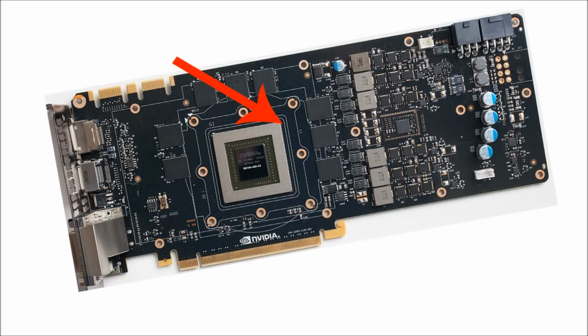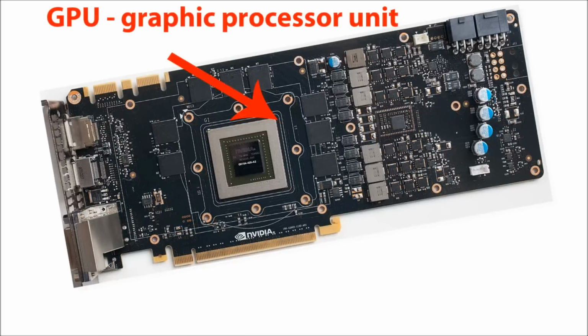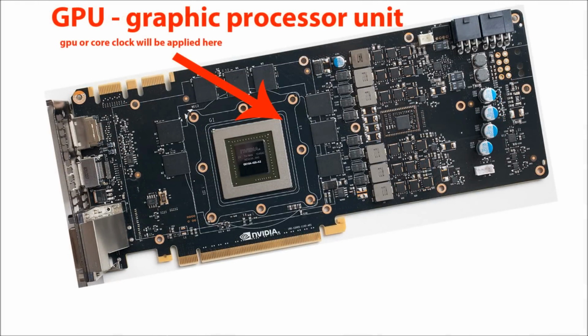Right here, that squarish thing, the biggest chip, is the GPU, the graphics processing unit. It is responsible for the calculations of the pixels and vertices, animation and 3D models during our games and other 2D graphics. So this is the brain of the video card. When I say the GPU clock will be increased or decreased, I'm talking about applying frequencies to this squarish chip, the biggest chip in the middle of the video card. I can say GPU clock or core clock, depending on the software I'm using.